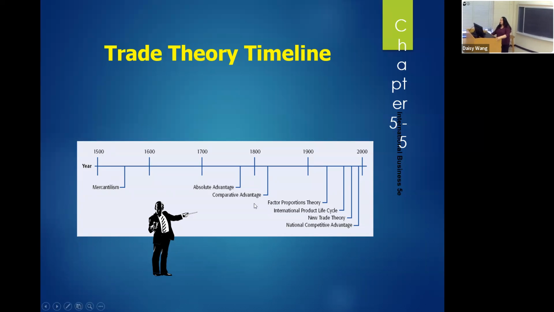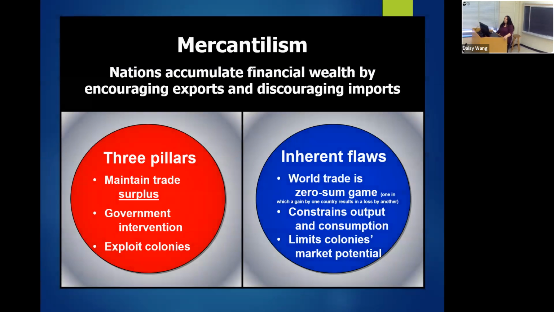So there are several theories related to trade. The first one is called mercantilism. That's a very old theory. And then we have absolute advantage and comparative advantage. We'll talk about all those, and then factor proportions theory, international product life cycle, new trade theory, and national competitive advantage. The national competitive advantage was designed by Michael Porter, the same guy that brought up the five forces analysis. We'll talk about it later.